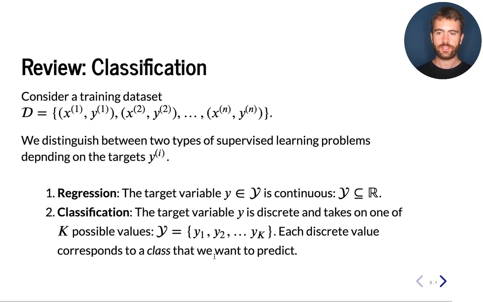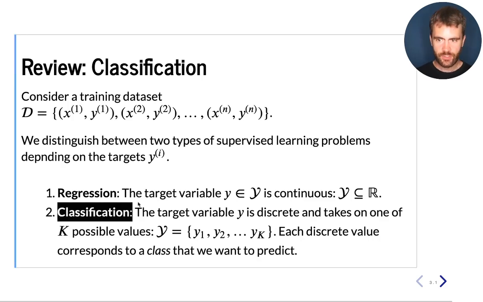So recall that in the past few lectures, we've been looking at the classification problem. In classification, we have a training data set of inputs and targets, and our targets are discrete and they take a number of k possible values, and these are called the k classes that the target can take, and the setting that we're in is called classification.